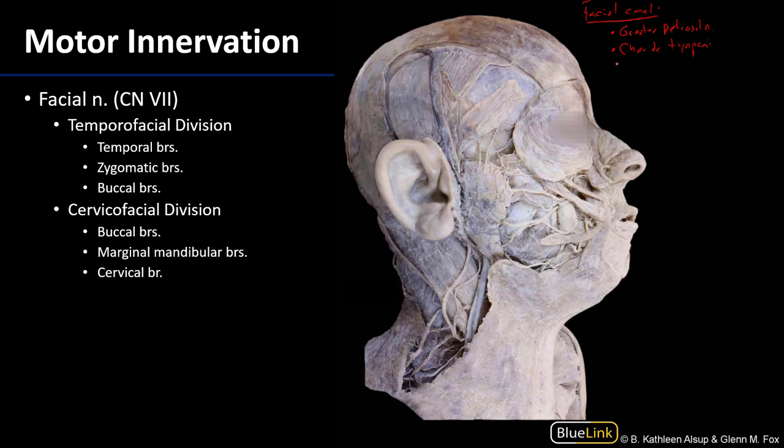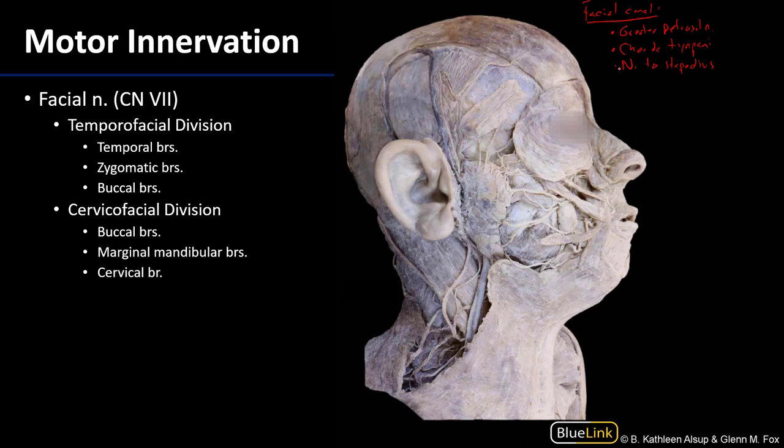While we're still in that canal, the facial nerve is going to give off a nerve to the stapedius muscle. That nerve to the stapedius muscle is responsible for tightening the stapedius, which is one of 2 muscles in the middle ear, which are capable of helping to attenuate loud sounds.